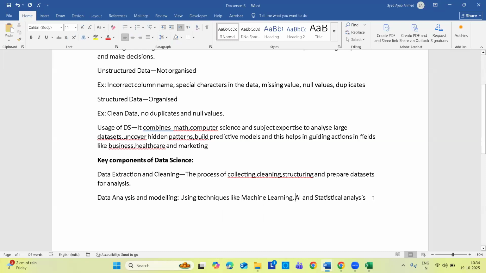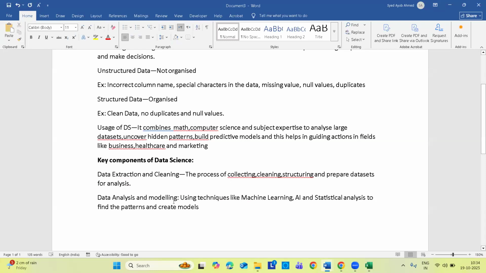Otherwise, it is very hard to find the patterns. I'm just writing in my own words, basic understanding for you to have some idea. And you have to create models as well. So the first one we have seen is data extraction and cleaning. This is the process of collecting, cleaning, and structuring the data and preparing the data sets for analysis.